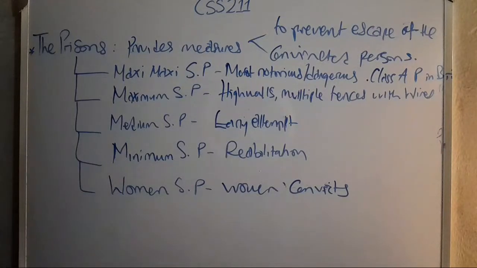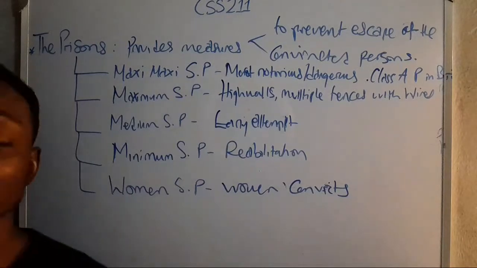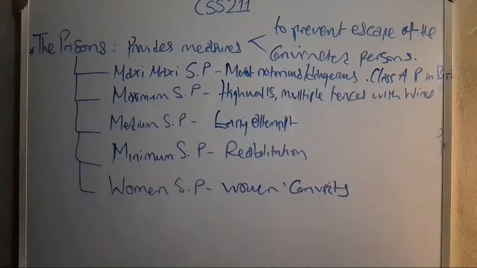Now let's talk about deviance. One thing you should understand is that deviance is everywhere. All societies and all social groups have norms and sanctions, rules and regulations. So there are going to be people who will disobey these rules and regulations, and this is what we refer to as deviance.